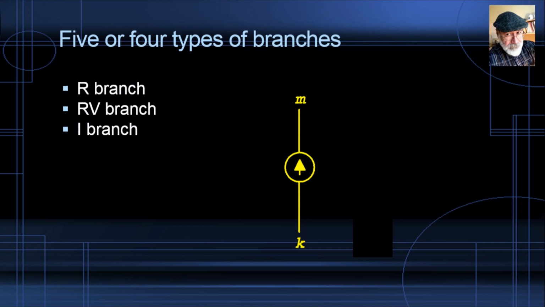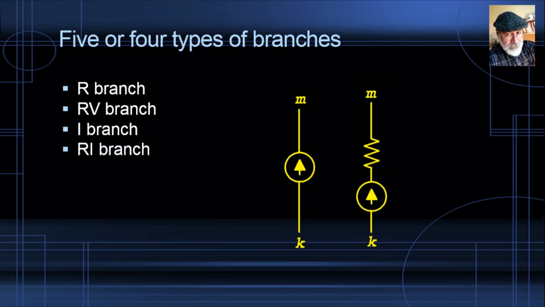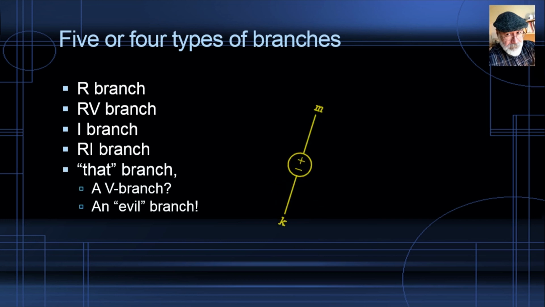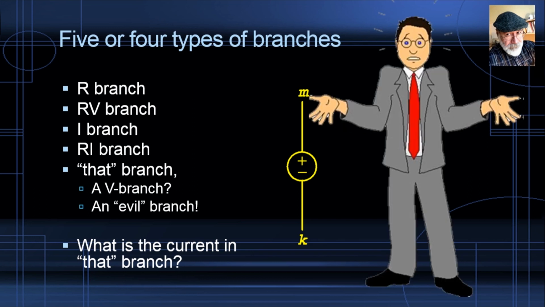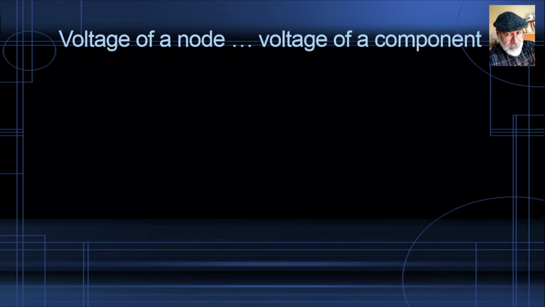An I branch, an RI branch, which is equivalent from the point of view of the circuit solution, and that branch. A V branch, an evil branch. And I'm asking of you, what is the current in that branch? And the right answer is, I don't know. Why not? Because this is a V source, and to find the current in a V source, we would need to solve the entire circuit. That's why. Let's make a couple of definitions.